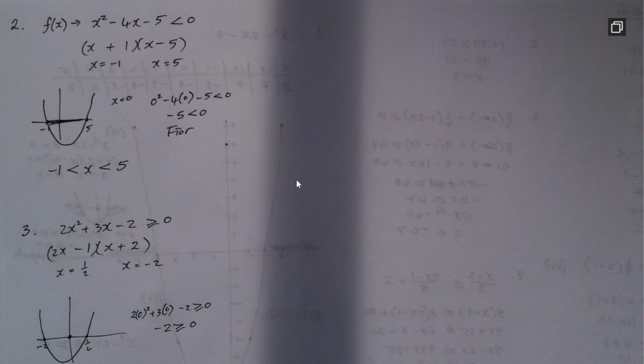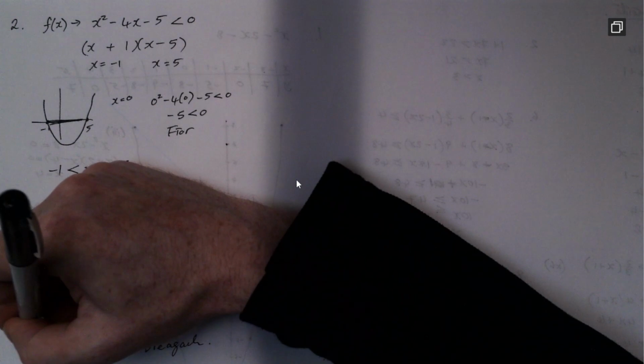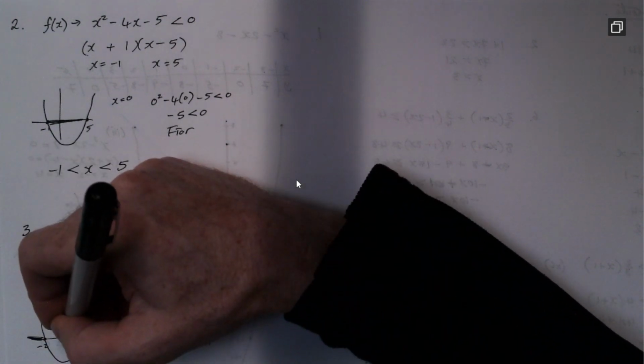No, not a chance. So this is false. Right, so this is false. So what's the solution? So your solution is outside, because 0 is not part of the answer. And outside. So that's your solution. So x is less than or equal to the left root and x is greater than or equal to the right root. Okay, and that's your solution.